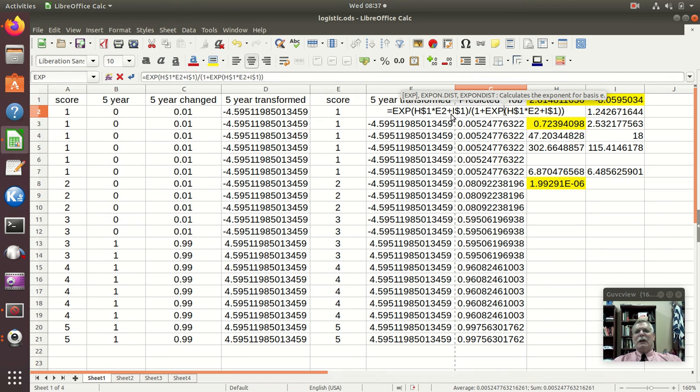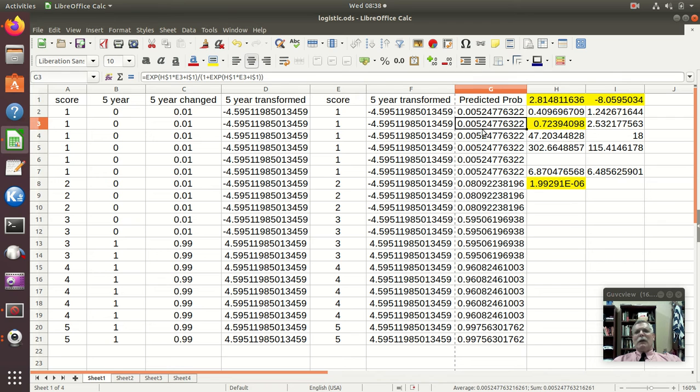I've got to be careful when you click on stuff. So I'll come over here. The exp is where I'm doing e to something, with parentheses around it, and so here you see h1 times e2 plus i1. So h1 is the slope, e2 is my x value, i1 is the intercept. So I'm just taking e to the slope times x plus the y-intercept. So I took that quantity, then divided it by 1 plus that quantity, and that's our formula to get our predicted probability. I use dollar signs on the ones because I'm going to copy this down and I don't want H1 and I1 to change. And so there's my formula. I copy that on down, I get those predicted probabilities.